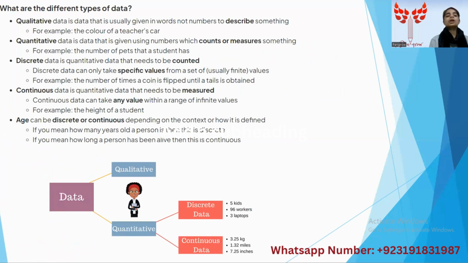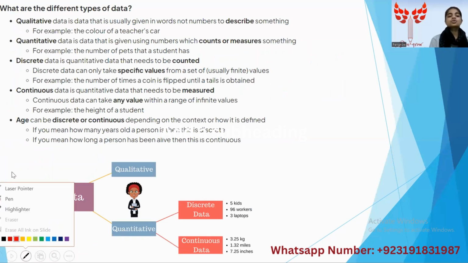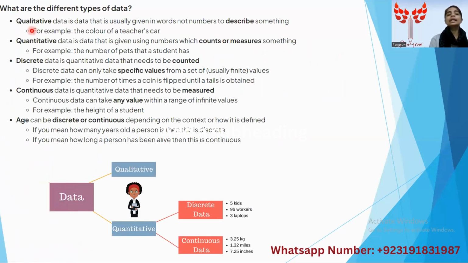Okay, so we will start first. We need to explore the types of data we have. We are starting with qualitative data, right? We have two kinds of data: one is qualitative and the other one is quantitative. Qualitative data is basically data which does not have numbers. For example, the color of eye, it does not have a number. It can be blue, it can be brown, right? The color of a teacher's car. These are examples of qualitative data.